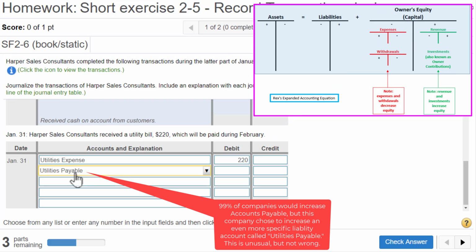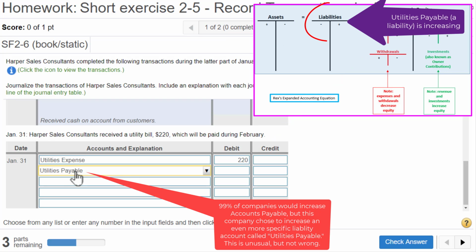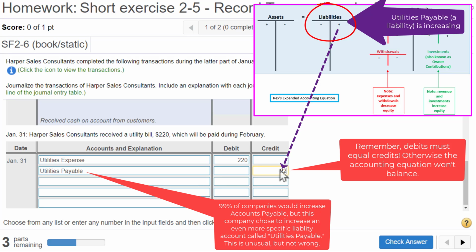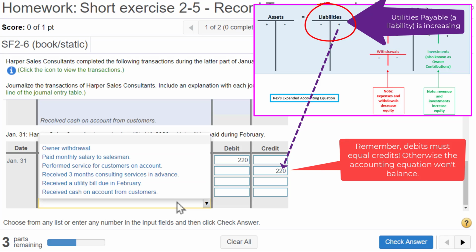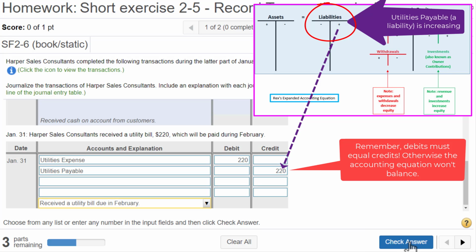So what kind of account is utilities payable? It's a liability. And is this liability increasing or decreasing? It's increasing. And how do liabilities increase? On the credit side. So the explanation, received a utility bill and we'll pay it in February.